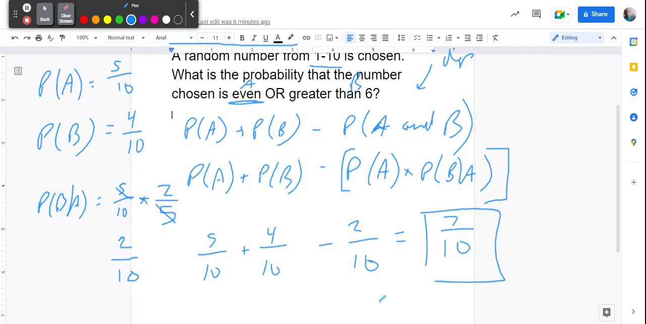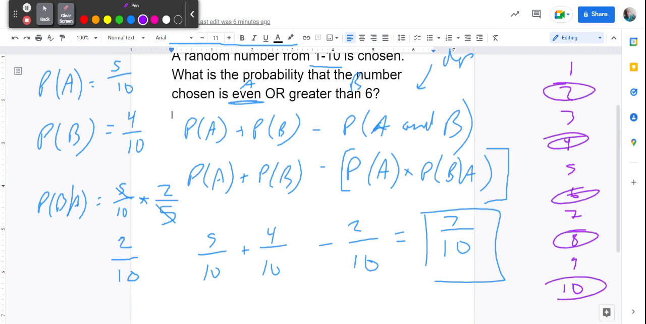Okay, now let's draw this up. If we have 10 numbers: 1, 2, 3, 4, 5, 6, 7, 8, 9, 10. It actually cleans up pretty nicely. The formula works, but if we have a smaller sample space, we can just run this. So the number chosen is even: 2, 4, 6, 8, 10, right?